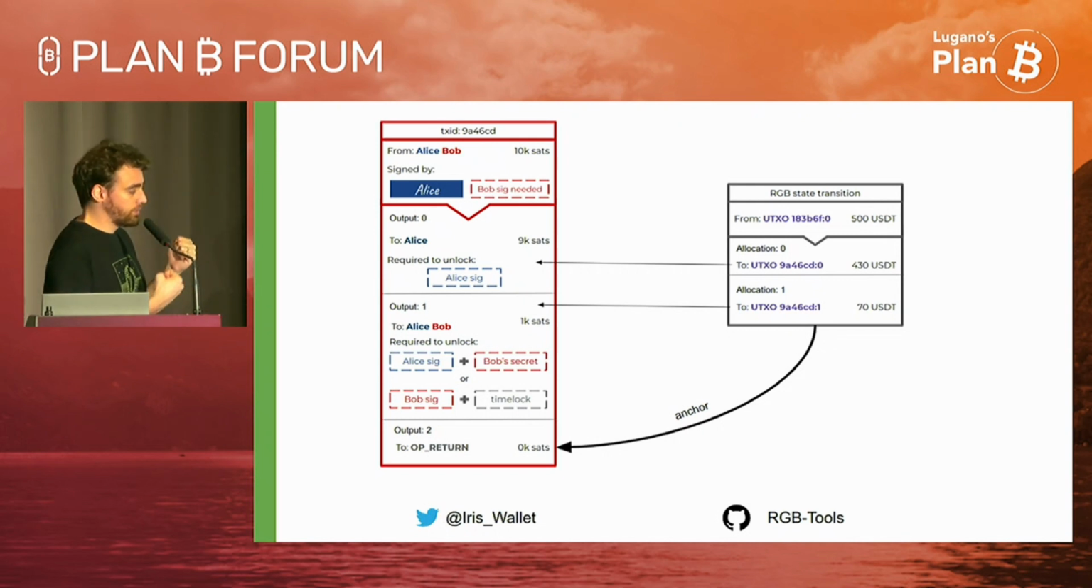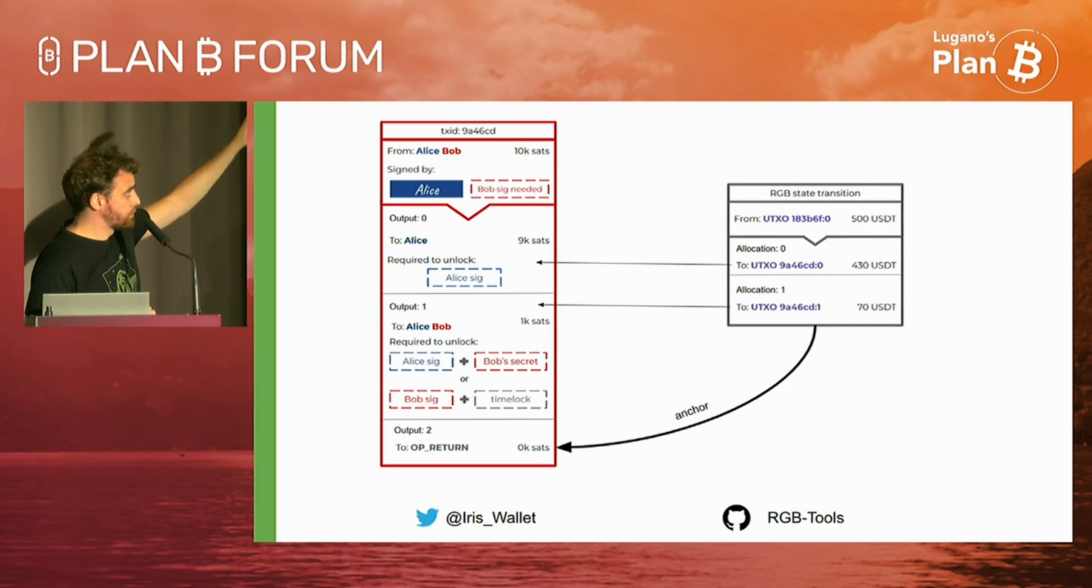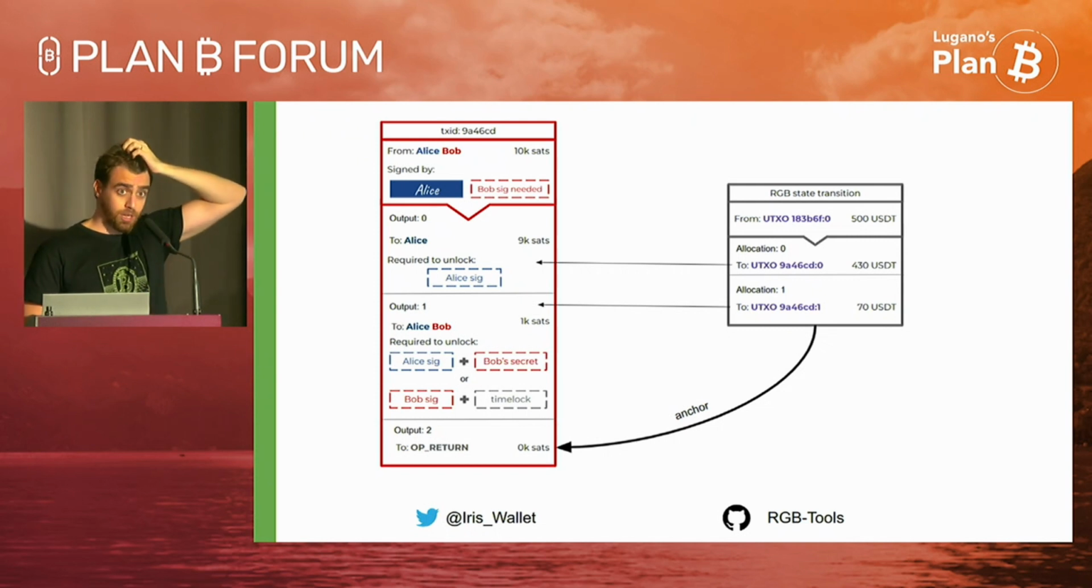And then, if this is actually the last state of the channel, Bob will take his part. If it's not, Alice will punish Bob and take everything, both the Bitcoin and the RGB asset. As you can see, we also have some Satoshis in this.